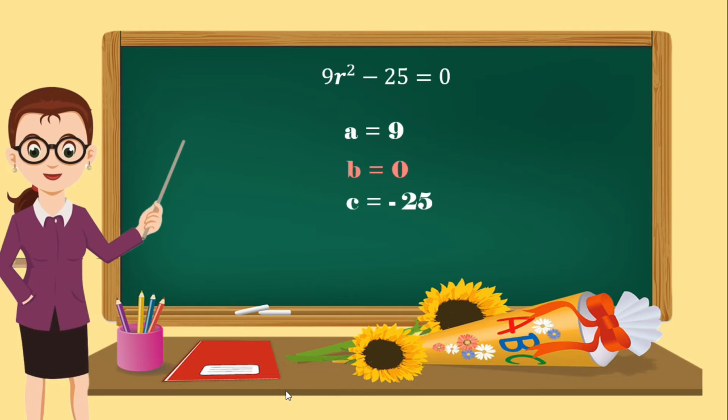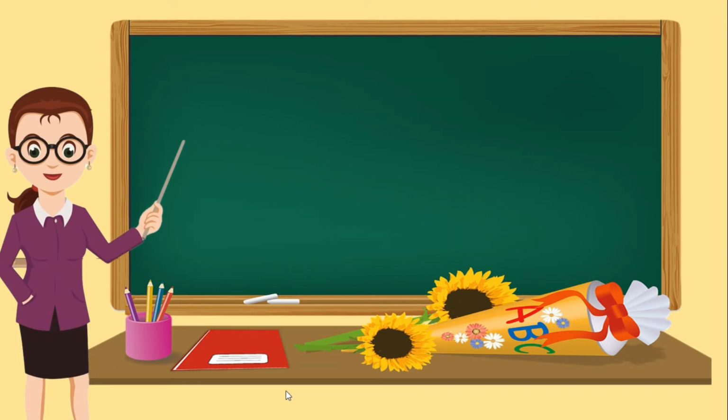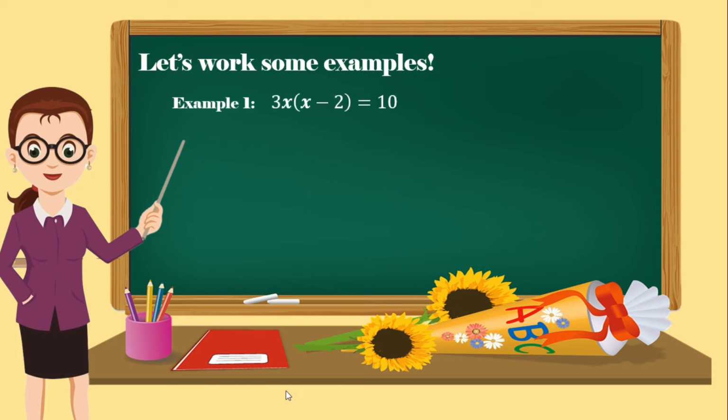All right, let's proceed and work some examples. Example number 1 is 3x times the quantity x minus 2 equals 10. This equation is a quadratic equation; however, it is not written in standard form. To write the equation in standard form, let's expand the product and make one side of the equation 0. So it becomes 3x squared minus 6x equals 10.